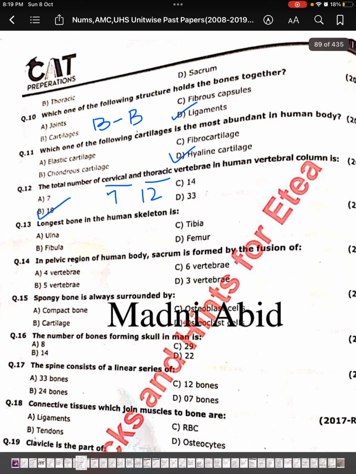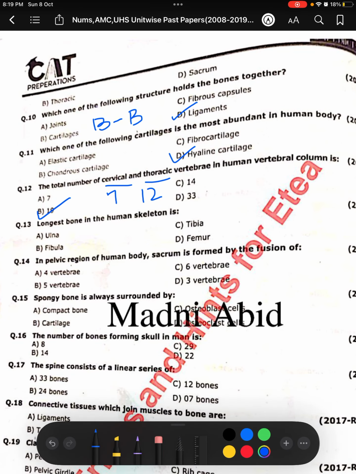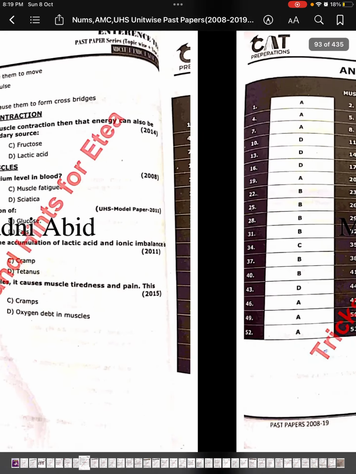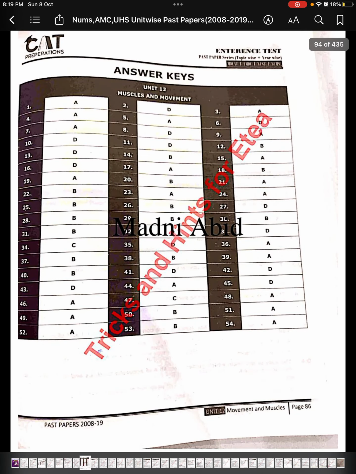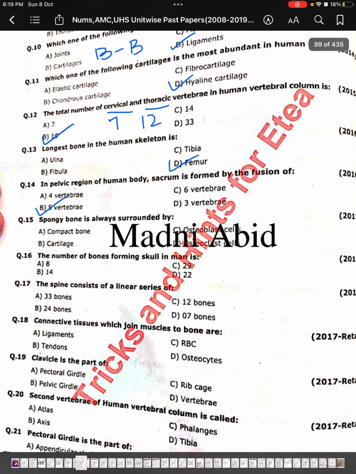Then the longest bone in the human skeleton is femur. Oops, sorry. This femur is the longest bone in the human skeleton. Now, in the pelvic region of the human body, sacrum is formed by the fusion of 5 vertebrae, according to me. Let's check. 12b. Yeah, it's correct.